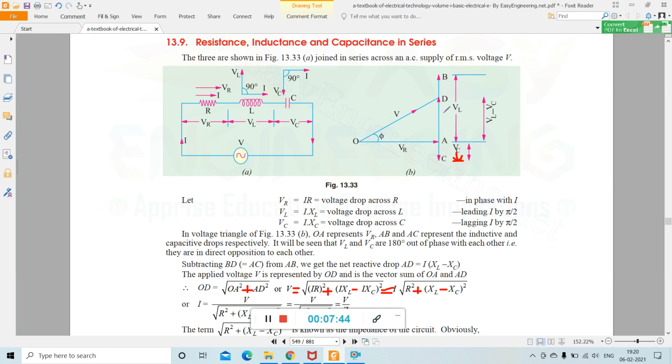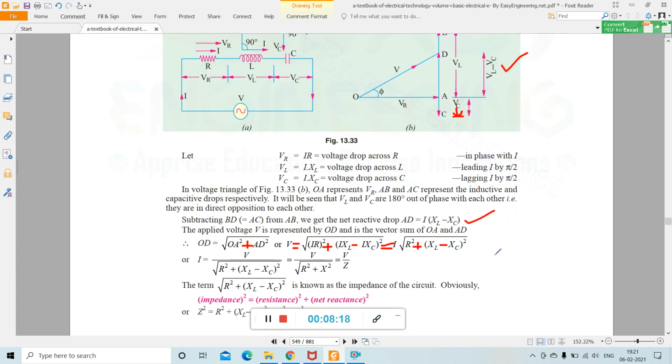Here BD magnitude is the same as AC magnitude. So if we need to find the net reactive drop AD, then AB minus BD, or you can write AB minus AC. So this is VL minus VC. Clear? Or you can write VL as I into XL, and VC as I into XC. So this is I into XL minus I into XC. If we take I common, then I into (XL minus XC).